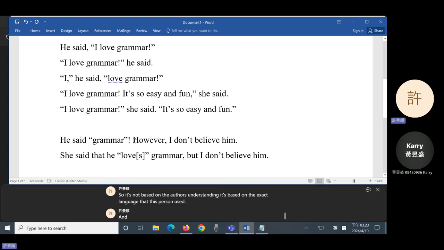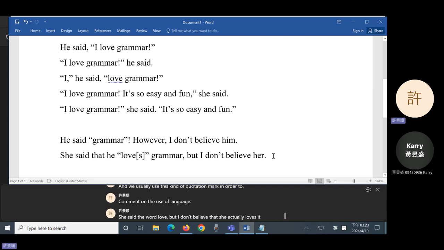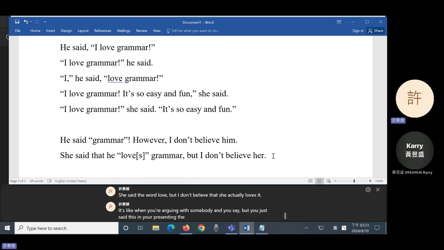And we usually use this kind of quotation mark in order to comment on the use of language. She said the word love, but I don't believe that she actually loves it. It's like when you're arguing with somebody and you say, but you just said this, and you're presenting the exact language that they said.